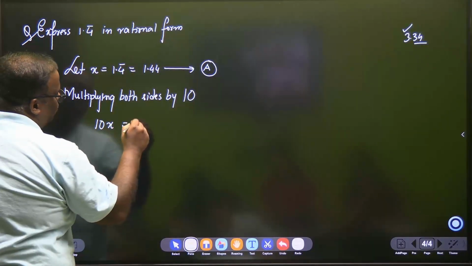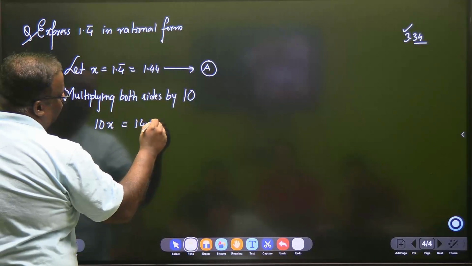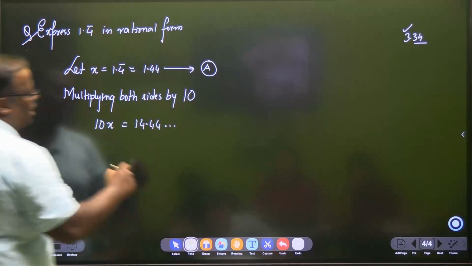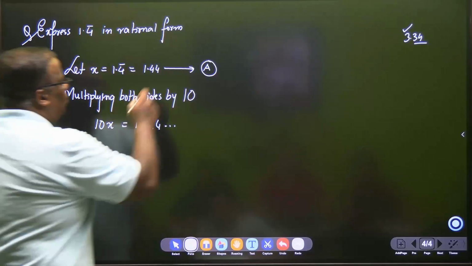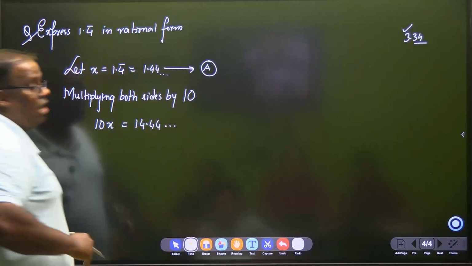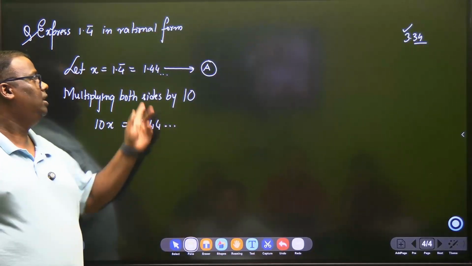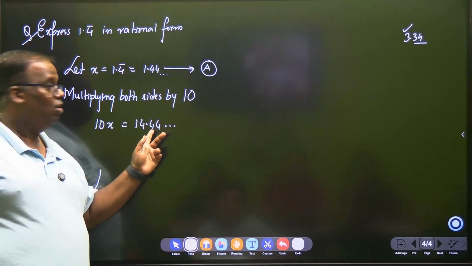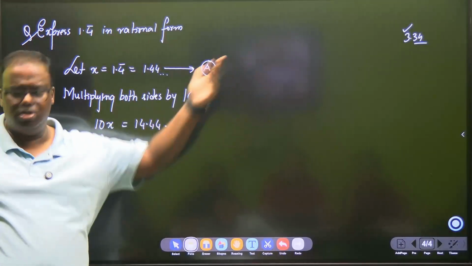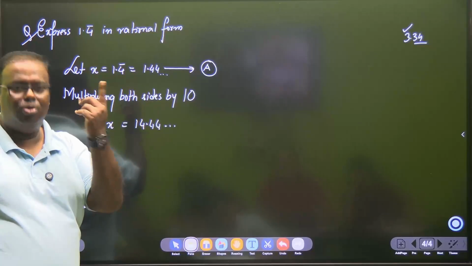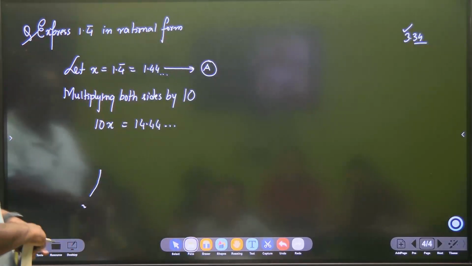10x is equal to 14.44 dot dot dot. Now you can say, sir, it was 1.44 dot dot dot. After multiplying by 10, it should have been 14.4. Why did you increase 1 4? My wish. There are so many 4s. I have taken only one.